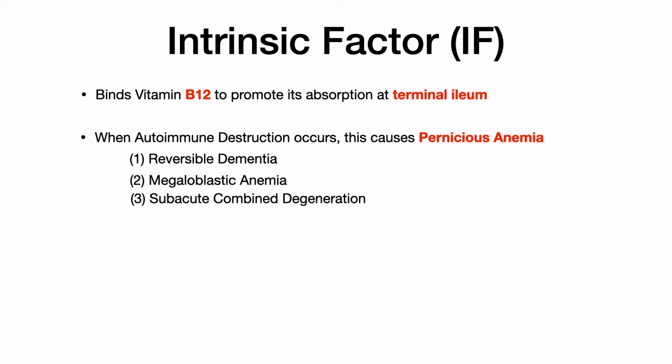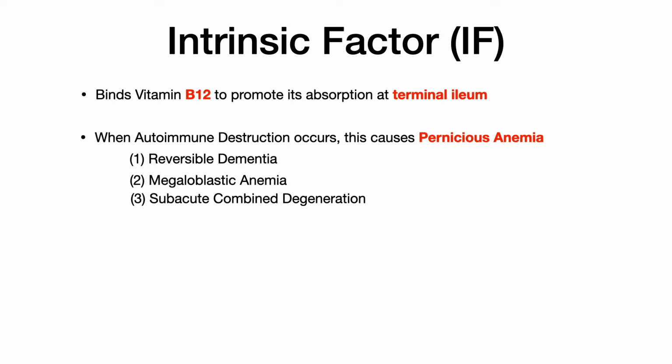Now, intrinsic factor, on the other hand, binds to vitamin B12 to promote its absorption at the terminal ileum. This is really, really high yield to know that not only is it helping B12 get absorbed, but that the specific location is at the terminal ileum. And I'm not going to get into the details, but understand that if the terminal ileum is messed up through some other means that has nothing to do with the inherent intrinsic factor itself, then you can also get pernicious anemia, which we're about to talk about in just a second.